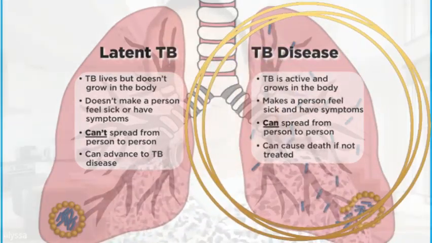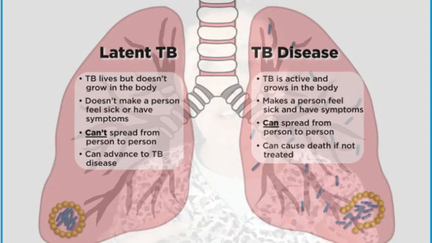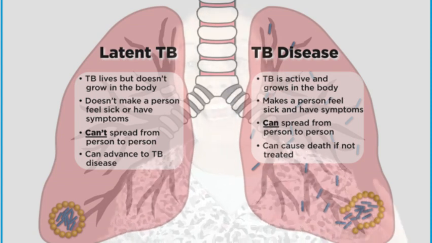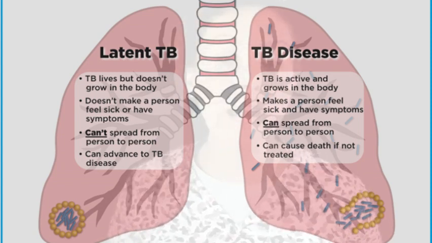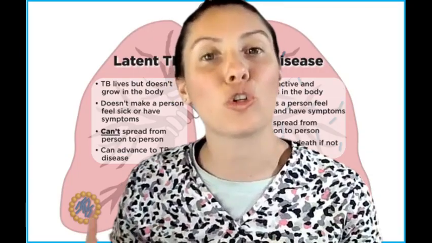Now, active TB, or TB disease, is active in the body and it's growing in the body. This makes the person feel sick and have symptoms. It can spread from person to person and can cause death if it isn't treated.